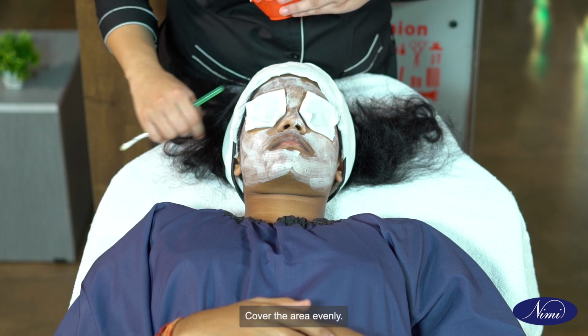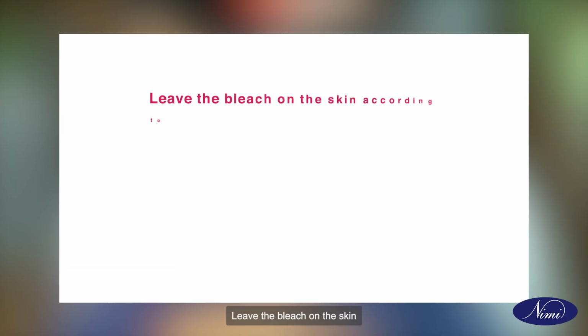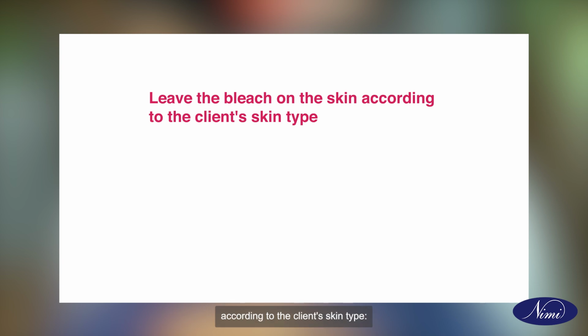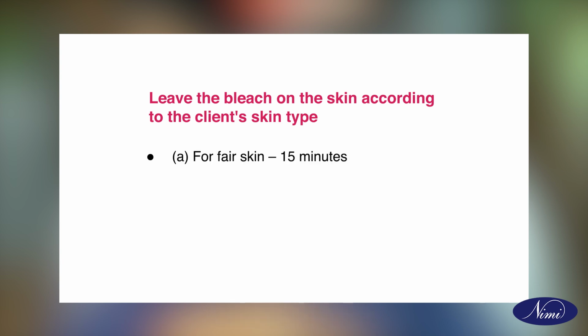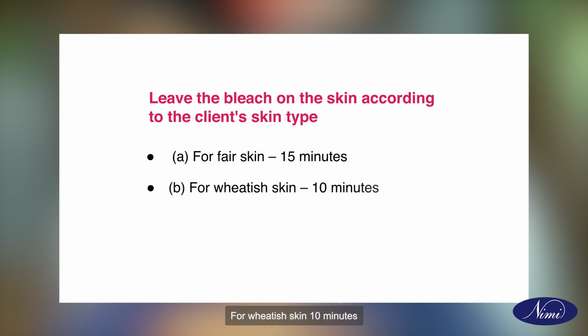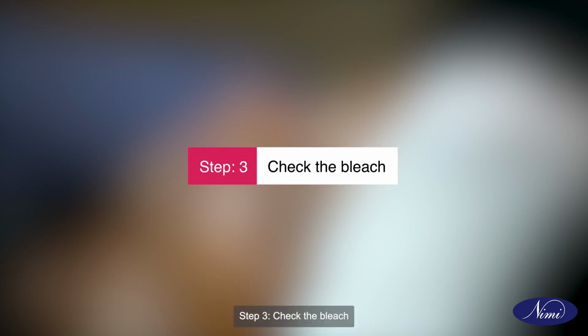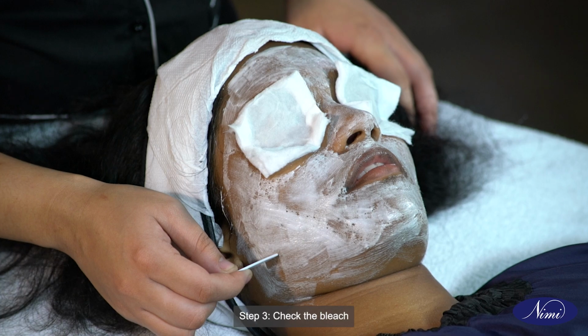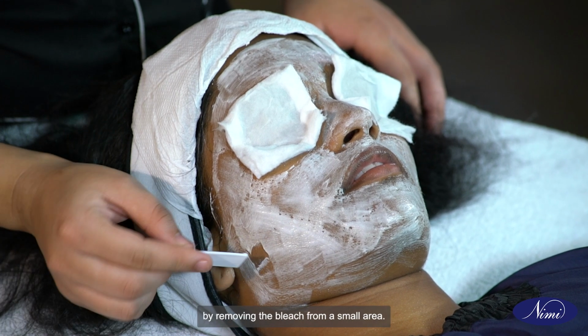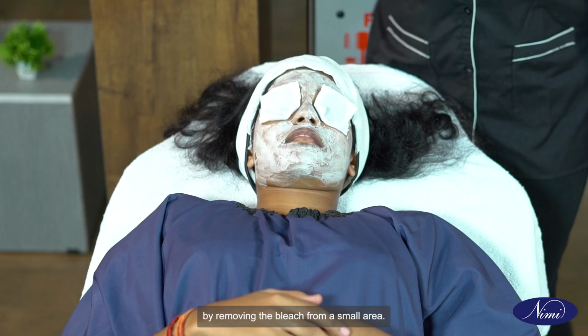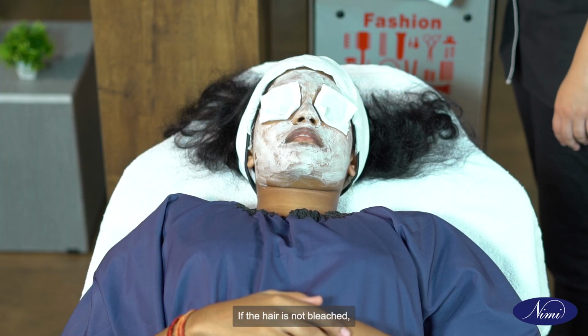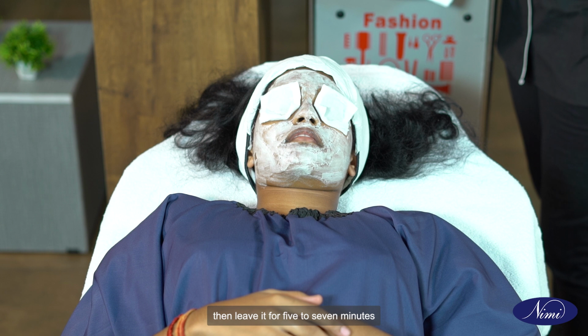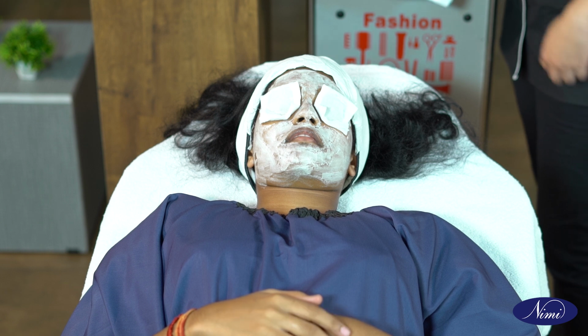Cover the area evenly. Leave the bleach on the skin according to the client's skin type. For fair skin, 15 minutes. For wheatish skin, 10 minutes. For dark skin, 8 minutes. Step 3. Check the bleach. Check to see if the hair is bleached by removing the bleach from a small area. If the hair is not bleached, then leave it for 5 to 7 minutes again for processing.